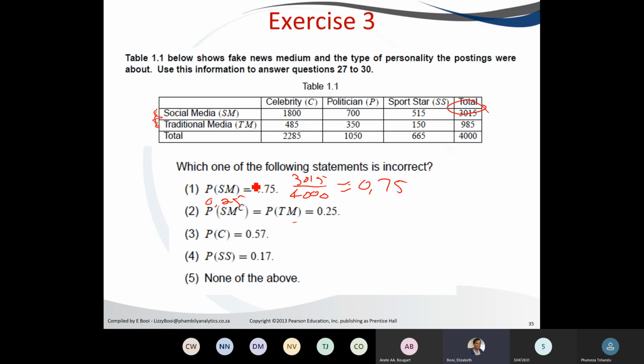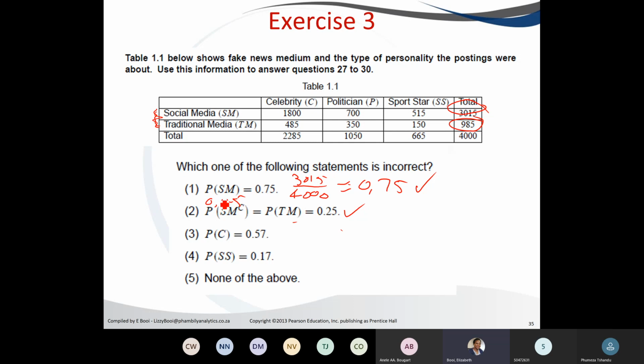We need to calculate the probability of traditional media, which is TM, which is equal to 985 divided by 4,000. And that gives us 0.25. So this will be correct. What is the probability of celebrity? Because they're not saying it's mutually exclusive, I made a mistake in the beginning. They are saying they are all equal to 0.25.